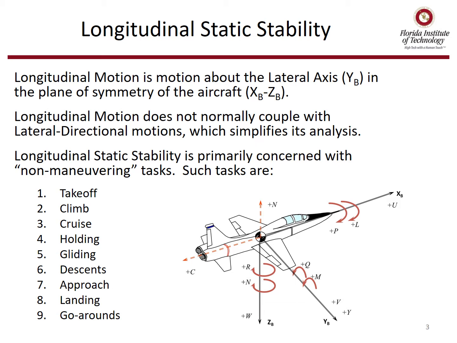The types of maneuvers that we want to look at for longitudinal static stability are really maneuvers that don't really maneuver at all, or non-maneuvering tasks. Things like takeoff, climb, cruise. These are fairly steady things that we do. We're not rolling the aircraft. We're not yawing the aircraft. We're just raising the nose a little bit, pushing the nose down a little bit. So takeoff, climb, cruise, gliding, descents, approach. These are all longitudinal static stability maneuvers.